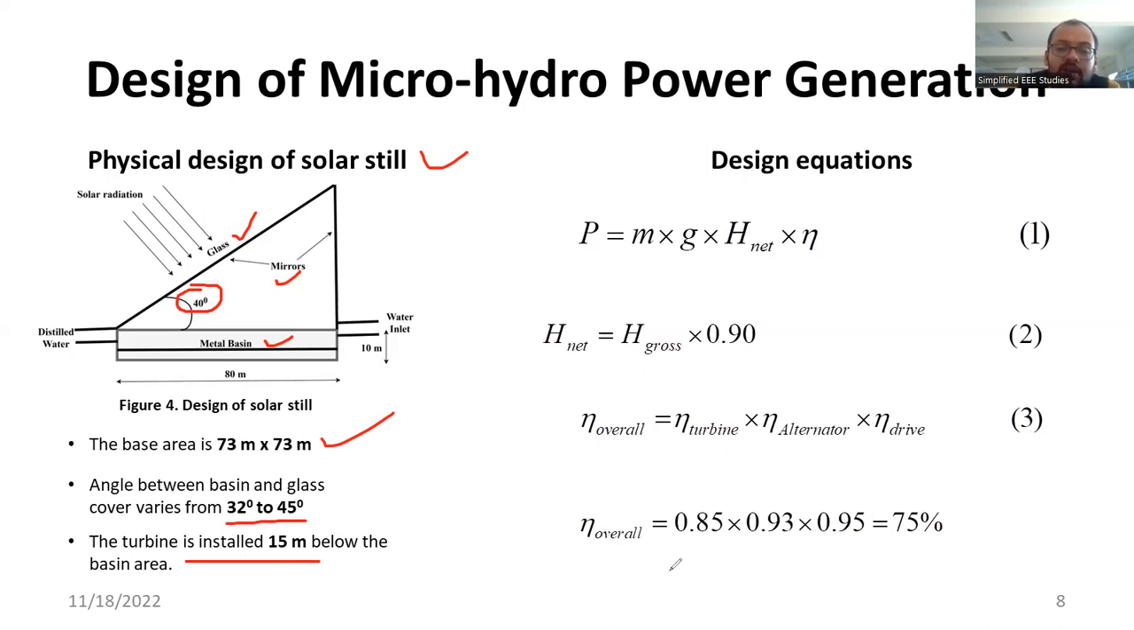The total hydropower you can compute using the formula P = M × G × H_net × efficiency. M is the mass, that is the water body, so you have to calculate the mass of the water body. G is the acceleration due to gravity, H_net is the net head, and eta is the efficiency of the system. We computed the efficiency of the system as 75%. The net head you can calculate by multiplying the gross head by 90%, that is 0.9. By using this, you can estimate the total power which can be generated from the micro hydro power generation. This equation is very essential for computing the total power generation.